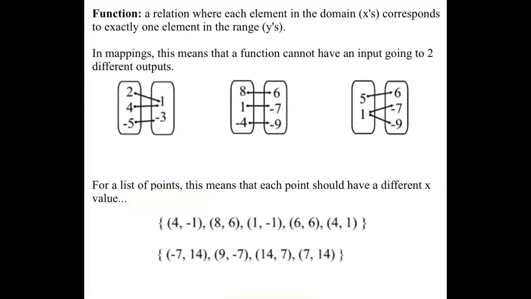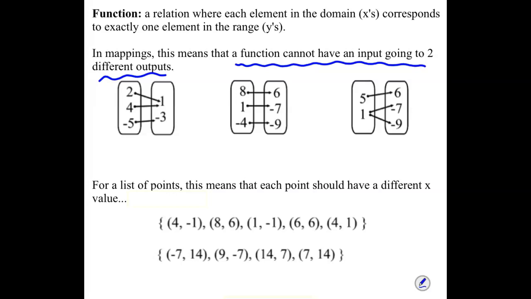So a function is a specific kind of relation. It's a relation where each element in the domain, your x's, corresponds to exactly one element in the range, the y's. So let's take a look at some of these mapping diagrams to see which of these would be functions. A function cannot have an input going to two different outputs. Every x has to be paired with a single y.